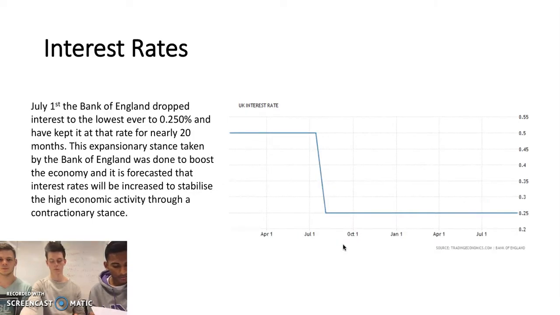UK's growth has slightly increased from previous years. The current interest rate for the UK is 0.5%. This would discourage foreign investment as it is lower than other countries.